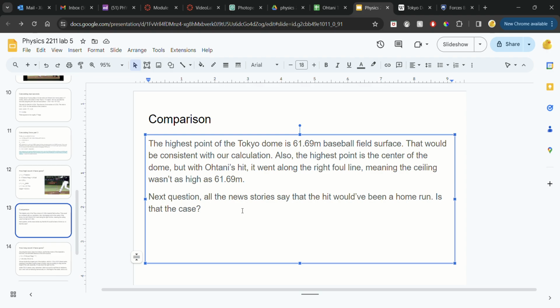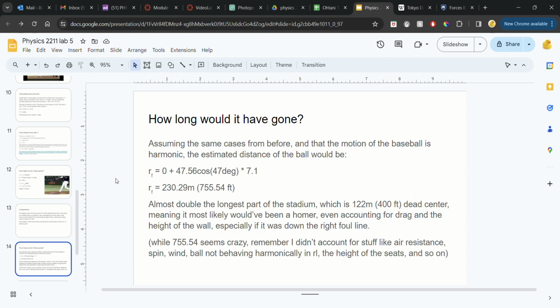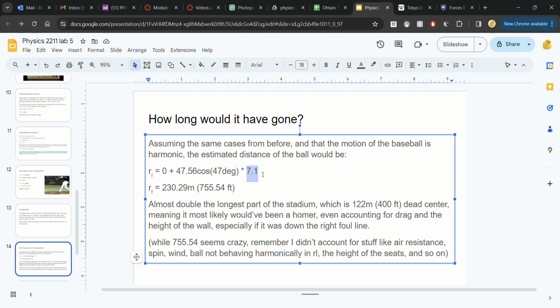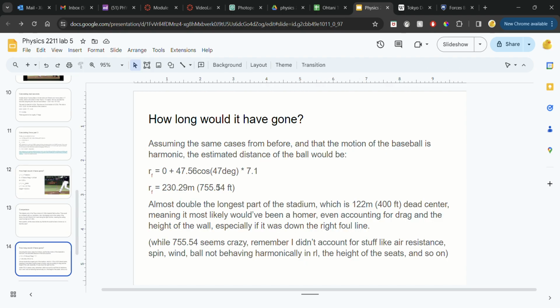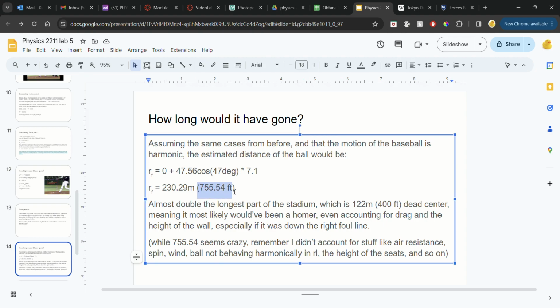All the news stories that talk about this say it would have been a home run. So is that the case? We plug the stuff in, assuming that the motion is harmonic. That would mean the time it takes is just double what we found before. And the answer would be that he hit the ball this far, which would obviously mean it's a home run.